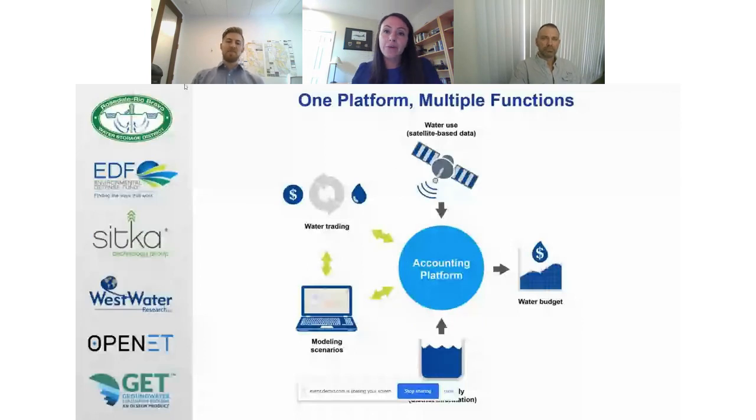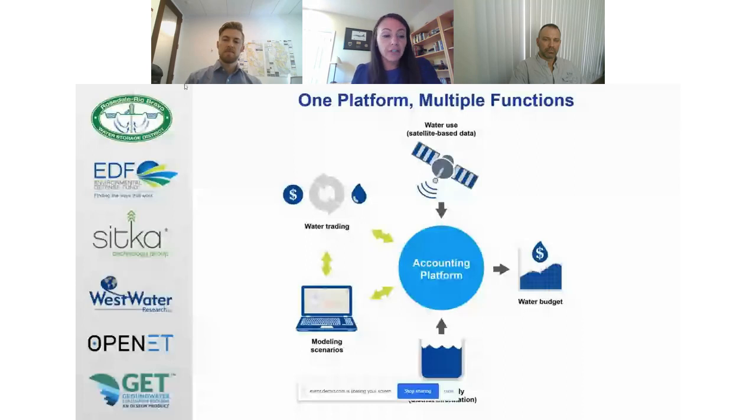My name is Christina Babbitt. I work for Environmental Defense Fund. It is a real pleasure to be here today. I'm really excited to share some work that we've done to develop and launch an open source online water accounting and trading platform in partnership with Rosedale-Rio Bravo, Sickett Technology Group, Westwater Research, OpenET, and Olson. The platform was designed to enable water managers and landowners to develop more accurate water budgets, to facilitate water trading, and minimize undesirable results through the use of a groundwater modeling decision support tool.